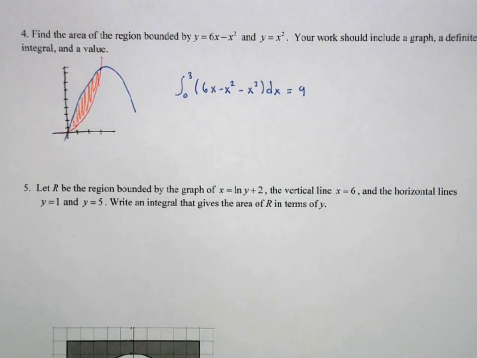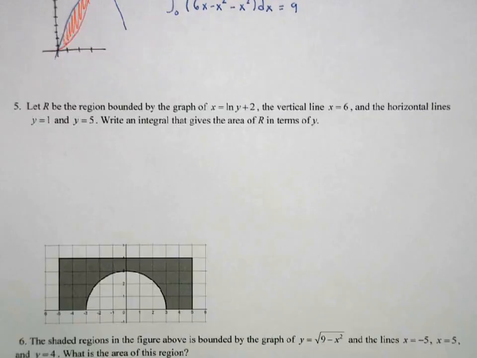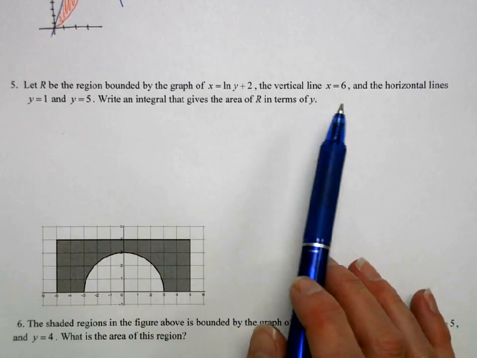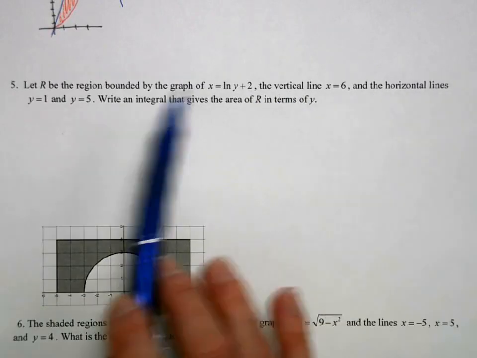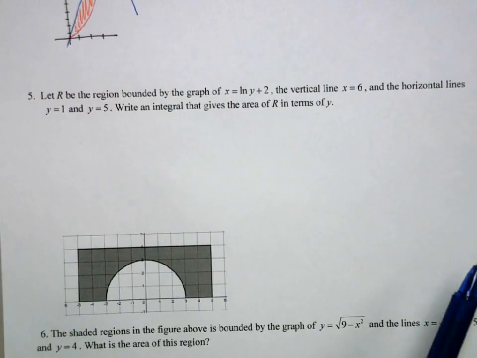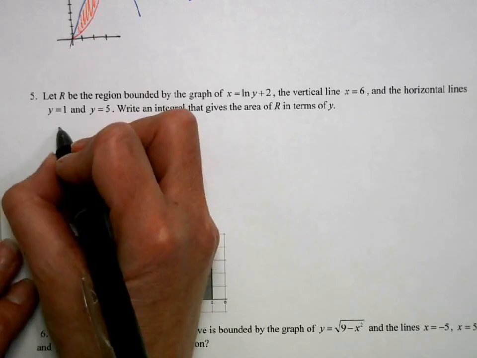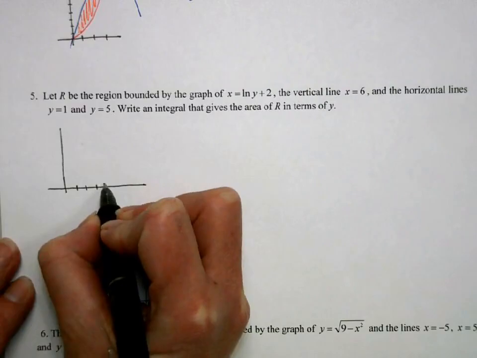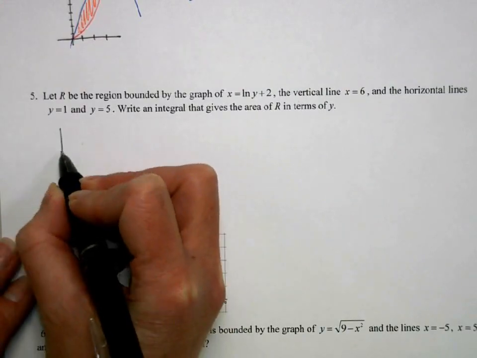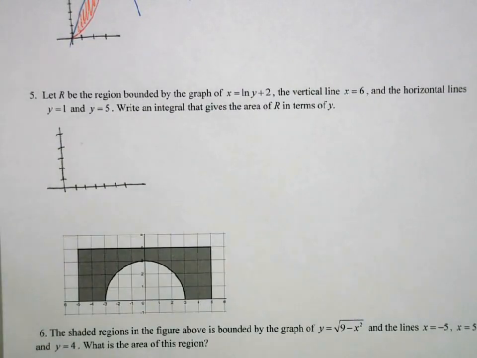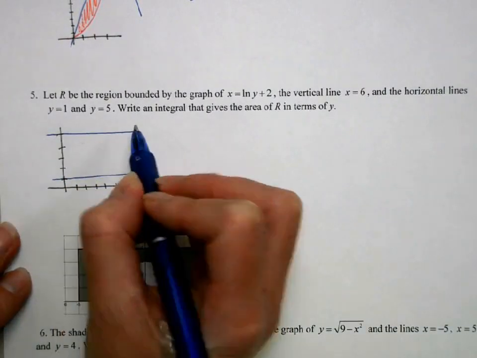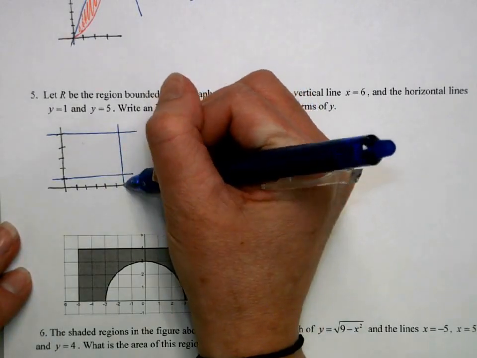Next, let R be the region bound by the graph of x equals the natural log of y plus 2, the vertical line x equals 6, and the horizontal lines y equals 1 and y equals 5. So we have horizontal lines at 1 and 5. And we have a vertical line at x equals 6. And then we have this, which you could graph in Desmos, but we won't have that for the test.